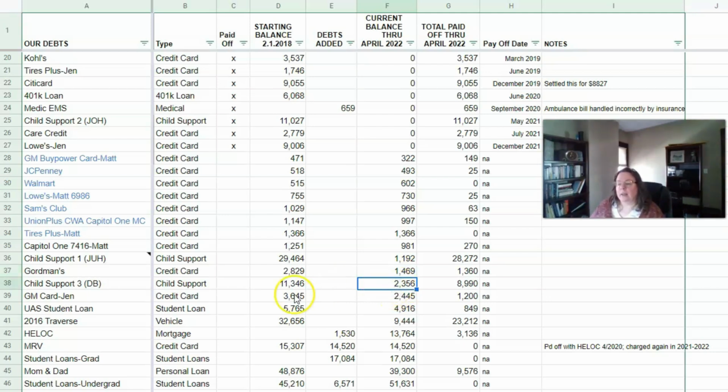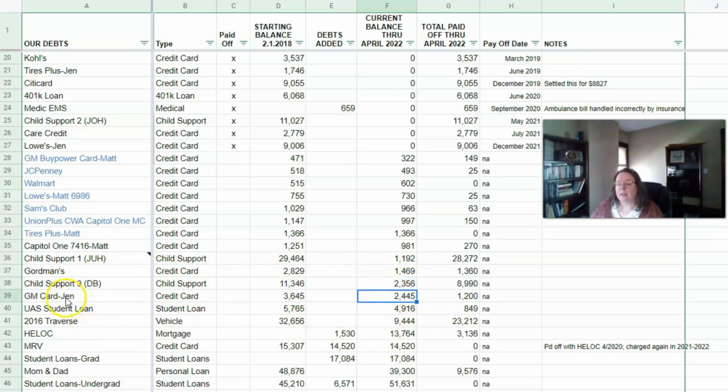Then this is the last child support order. This started at $11,346. We're down to $2,356. He only pays like $82 a month towards it, so that one's going to be done in July of 2024 if he doesn't pay anything extra. It's kind of difficult to make payments through the state, so I don't know if we'll pay this off early or not.